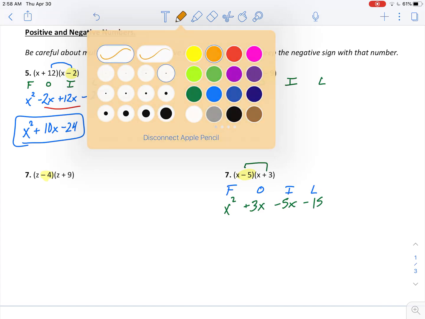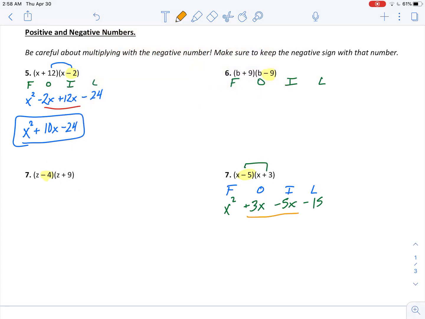So let's look for our like terms here in the middle. And this is x squared. Now, do I have more positives or negatives here? Well, I have more negatives. And what's the difference between 5 and 3? Well, I have 2 more negatives than I have positives. So minus 2x minus 15.